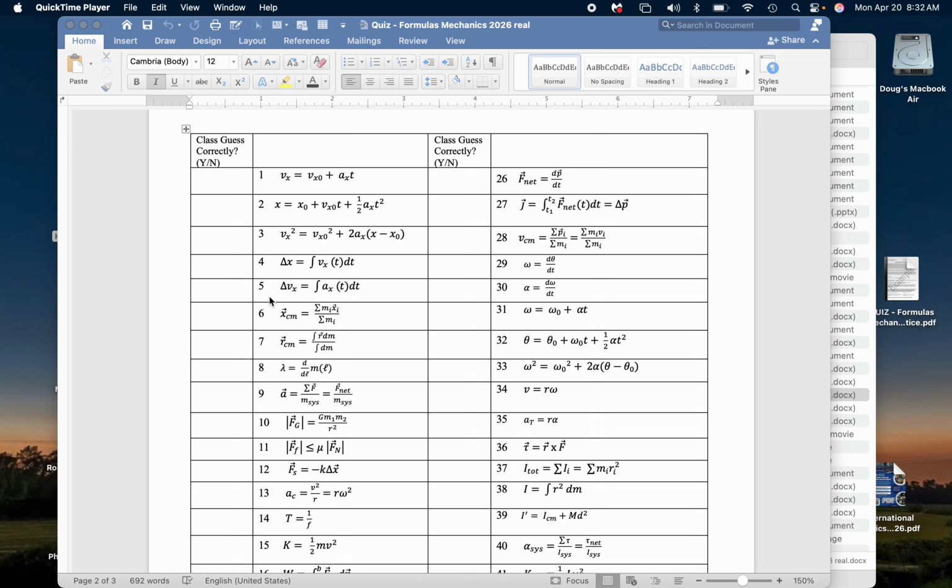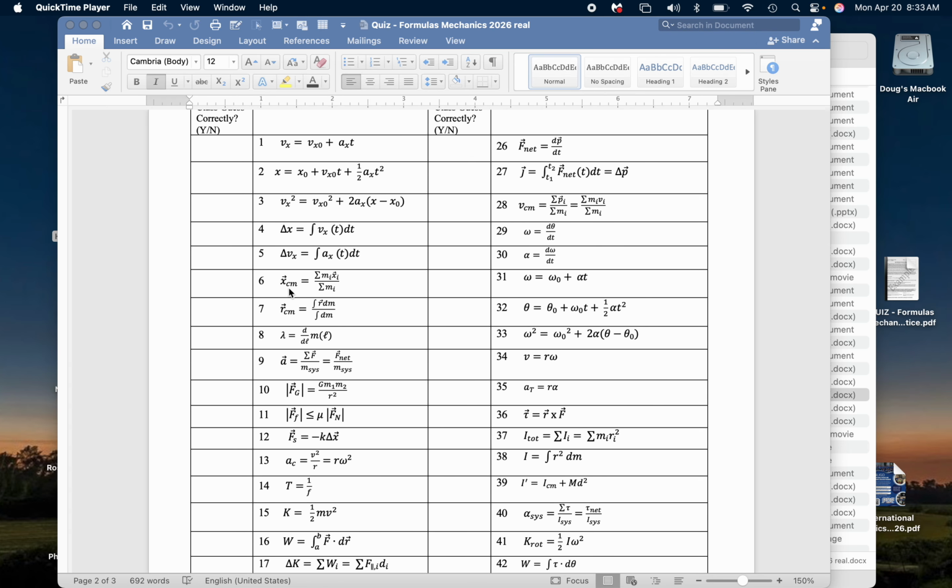For 5, it's saying the summation or the area of an acceleration time graph tells you the net change in velocity. So kind of similar to number 4. So the change in velocity of an acceleration time graph is equal to the area of that graph.